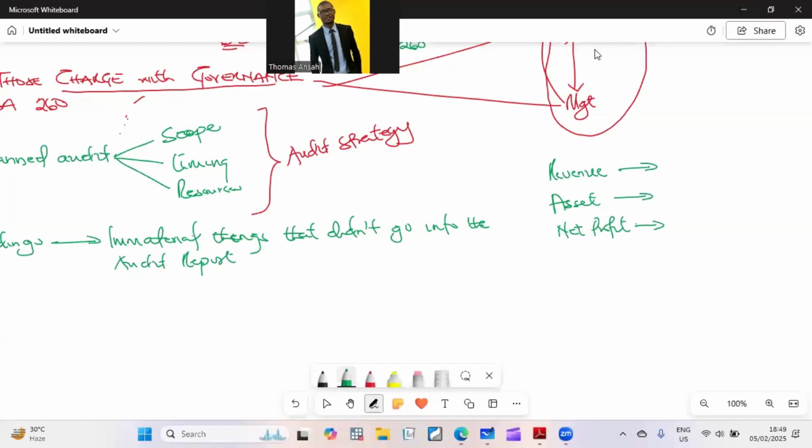You said asset is what? 1 to 2%. Revenue is what? The net asset is how much? 2 to 5. Pardon? You said asset is 1%. Revenue is 1 to 2%. Yes, revenue 5 to 10%.